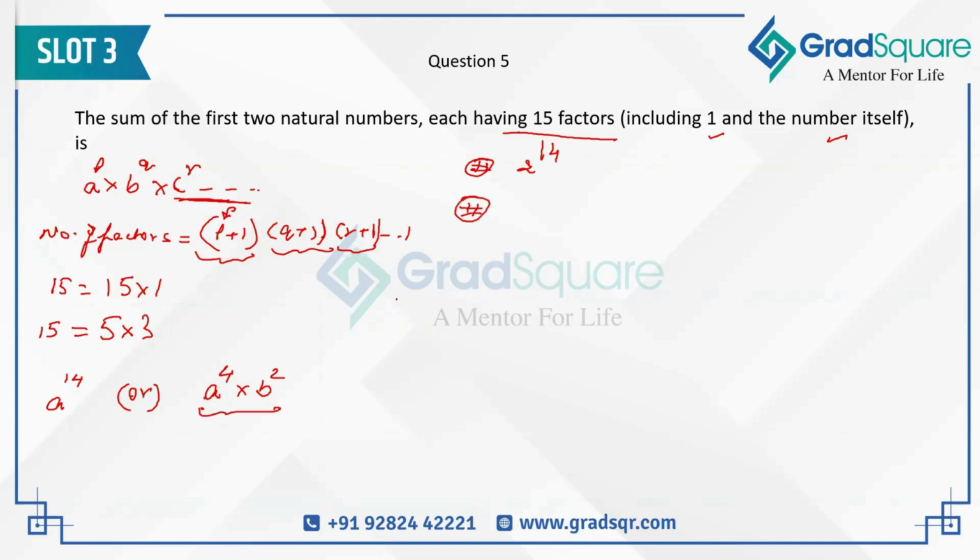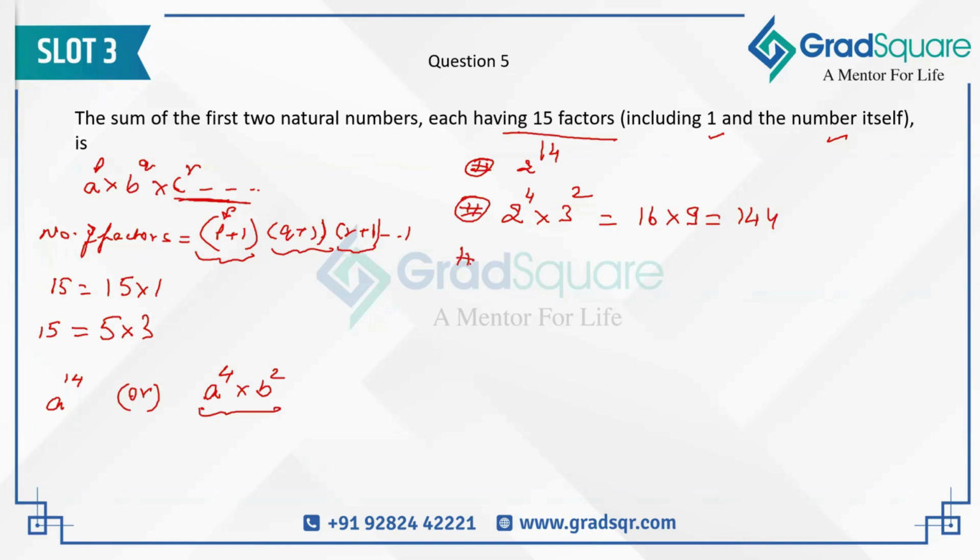So you have a to the power of 4. So let me present 2 to the power of 4 into the next prime number, which is 3, trying to keep it very small. So 2 power 4 into 3 power 2. 2 power 4 is 16, 3 power 2 is 9, 16 into 9 is 144. That becomes one of my numbers.